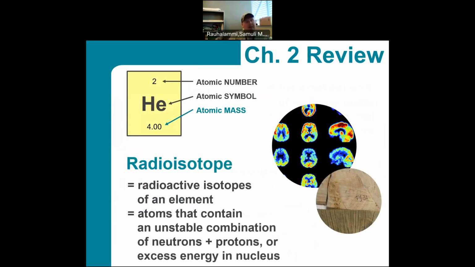And these isotopes give rise to the concept of radioisotopes. These atoms that contain unstable combinations of neutrons and protons, or have excess energy in their nucleus, can be harnessed for purposes such as medical imaging as tracing agents, or they can be used for aging materials, figuring out how old organic materials are by analyzing the decay of the radioisotopes. They can of course also be used for harmful purposes. We have sometimes seen those in the case of nuclear weapons and so on.